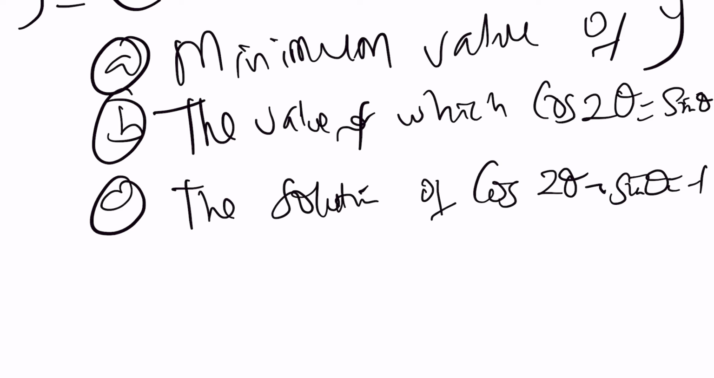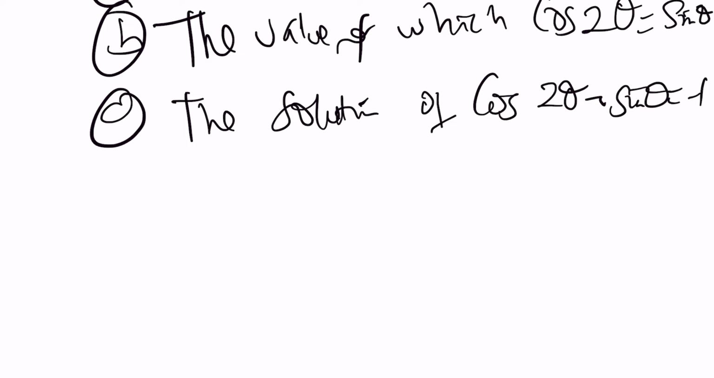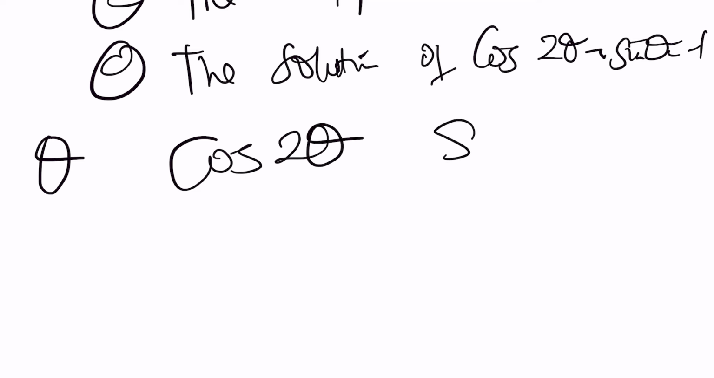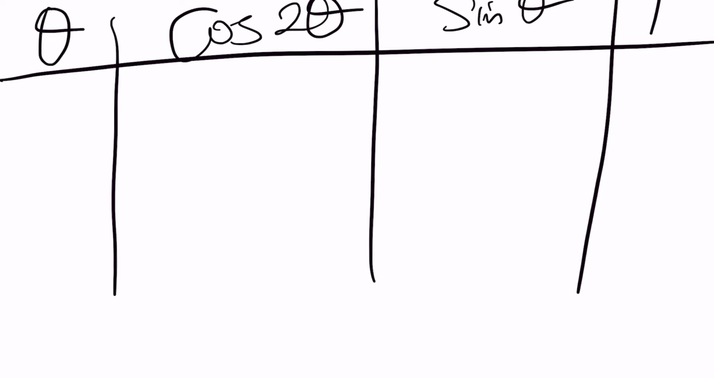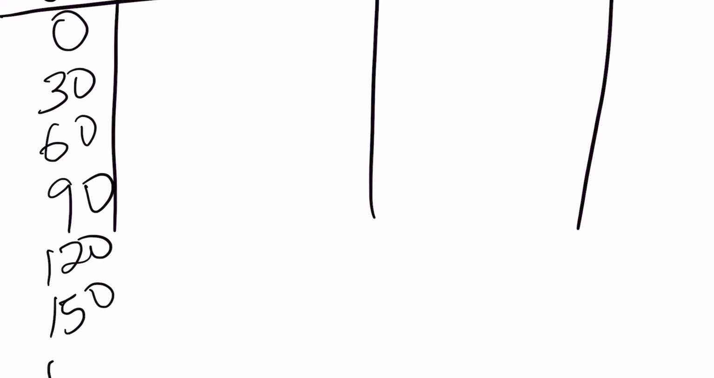Now, what do we do? We form our table. While forming our table, we have our theta, we have our cos 2 theta, our sin theta, and we have our y, where we have our theta to be 0, 30, 60, 90, 120, 150 and 180.